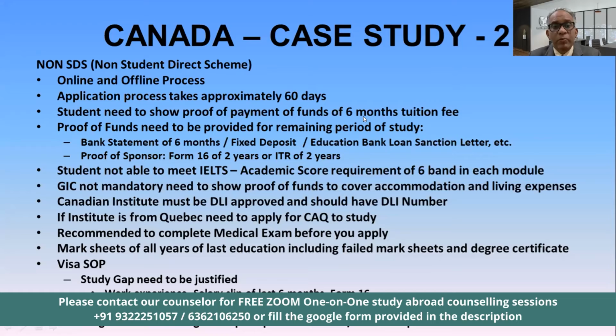Student not able to meet IELTS academic requirement of 6 band can apply as non-SDS. So if I've got, let's say, 5 band in one of the modules, then I can't apply to SDS. I'll be applying to non-SDS. Or if I have taken TOEFL and I don't want to take IELTS, I'll be applying to non-SDS.